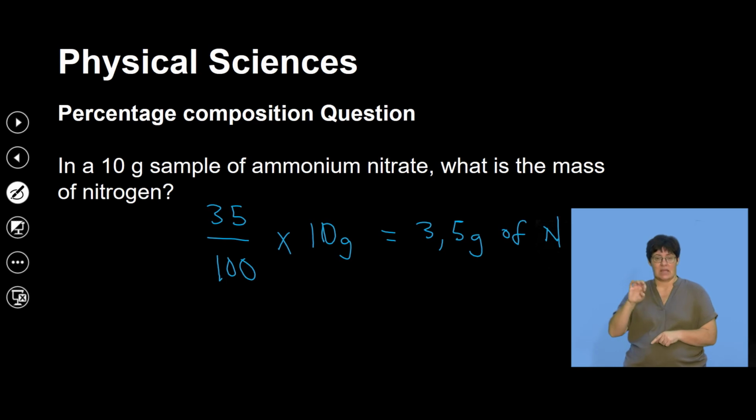So what does that tell us? 3.5 grams is 35% of that. So if we calculate 35% of 10 grams, we'll get 3.5 grams, all right?